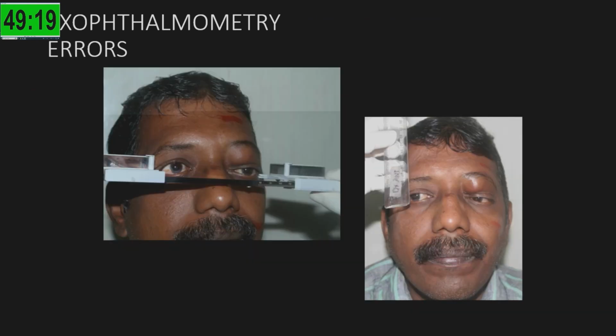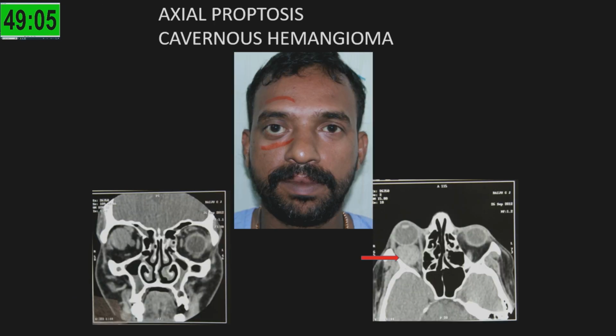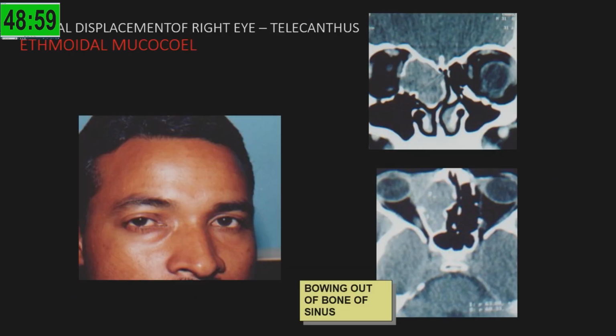So what are the errors? You should rest the instrument without tilt on the lateral orbital rim, and also ask the patient to look at primary gaze. So in proptosis, you can know the different causes from the different directions. In axial proptosis, it's usually a cavernous hemangioma or a thyroid. And for lateral displacement of the eye, you should look at the canthus also. If it is displaced, then the cause is under the bone. It could be a mucocele.